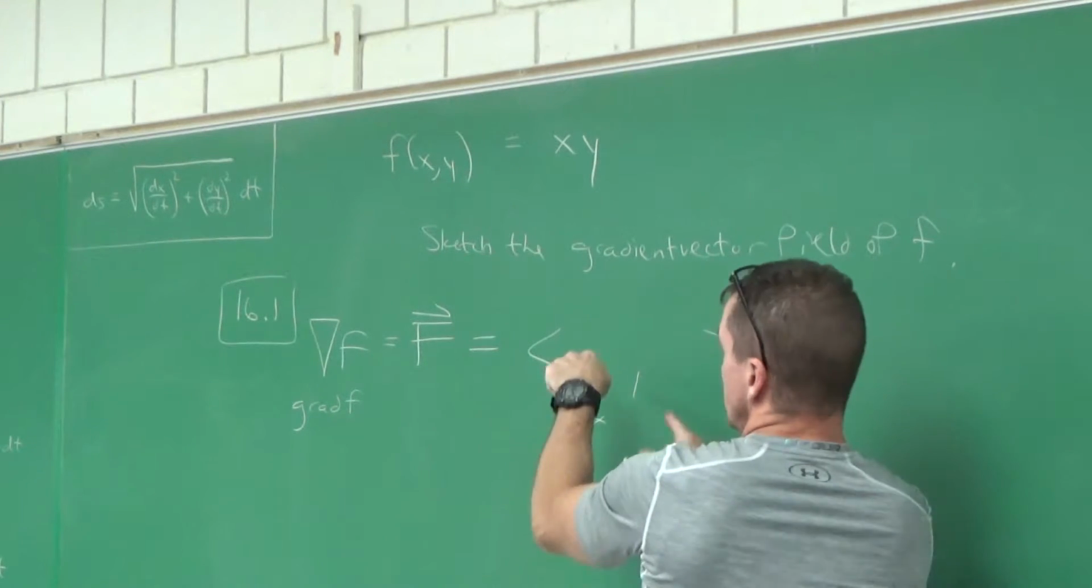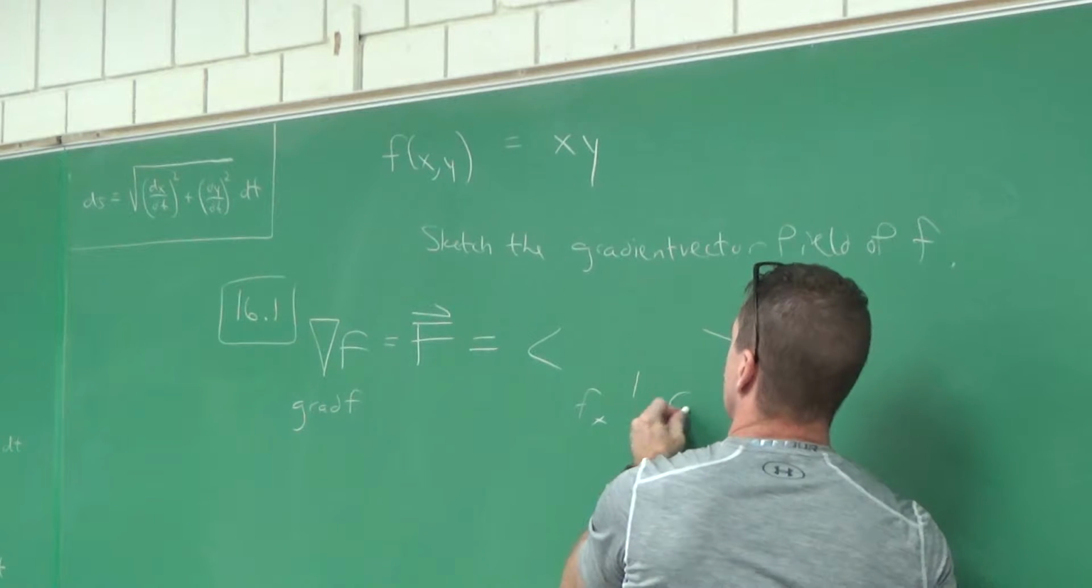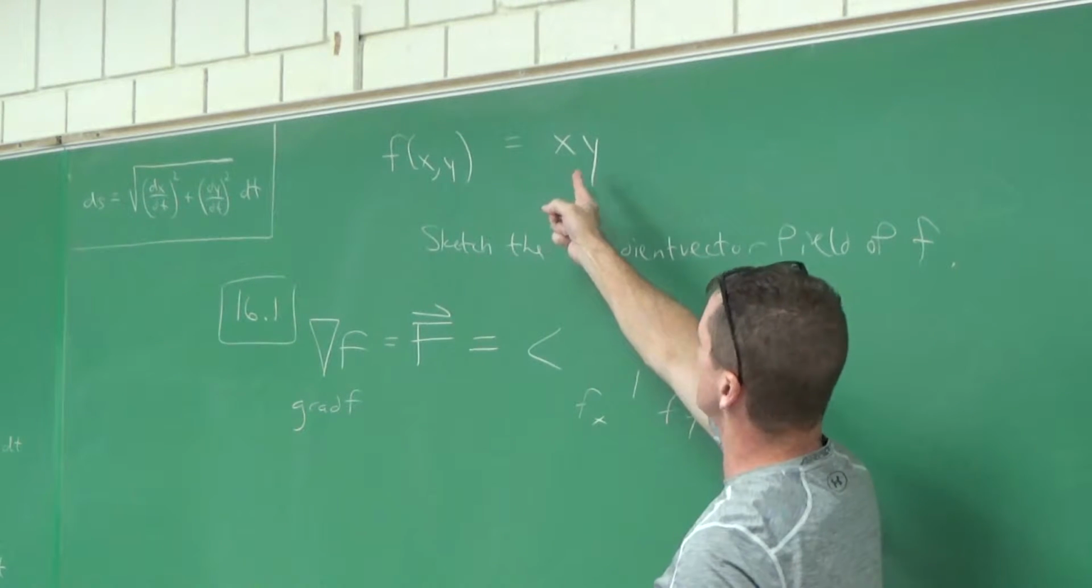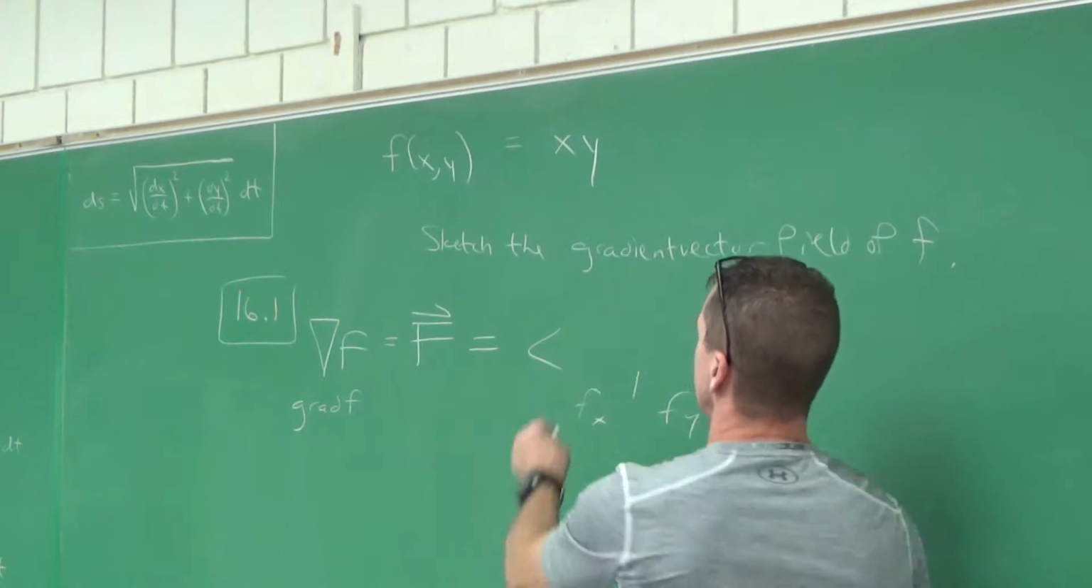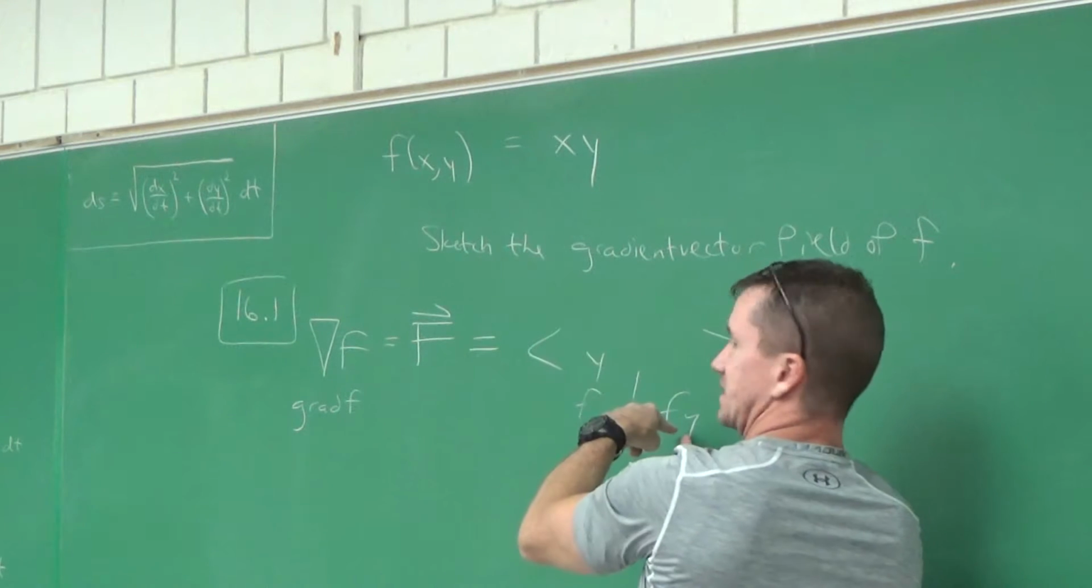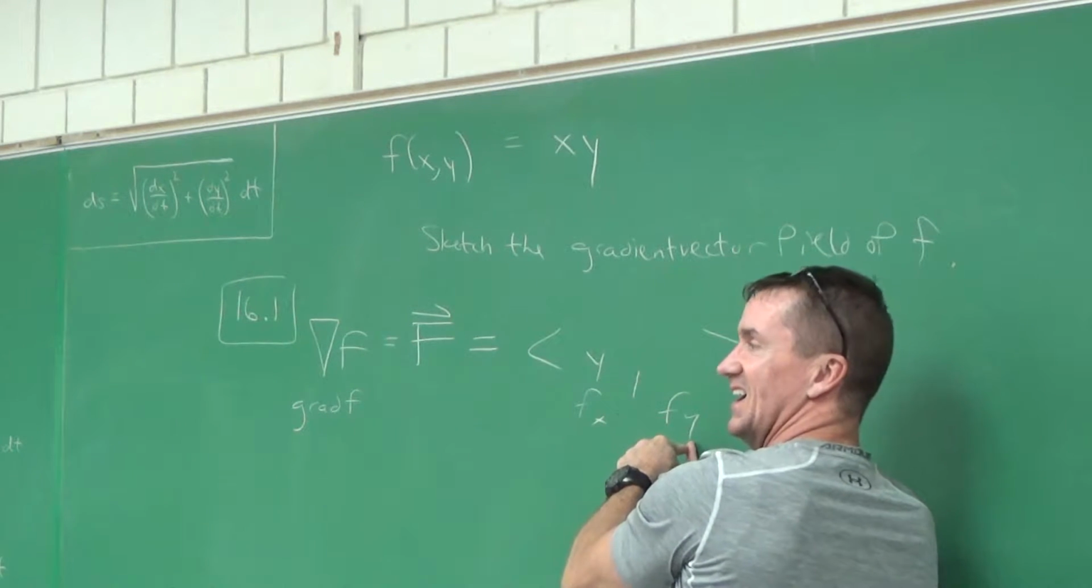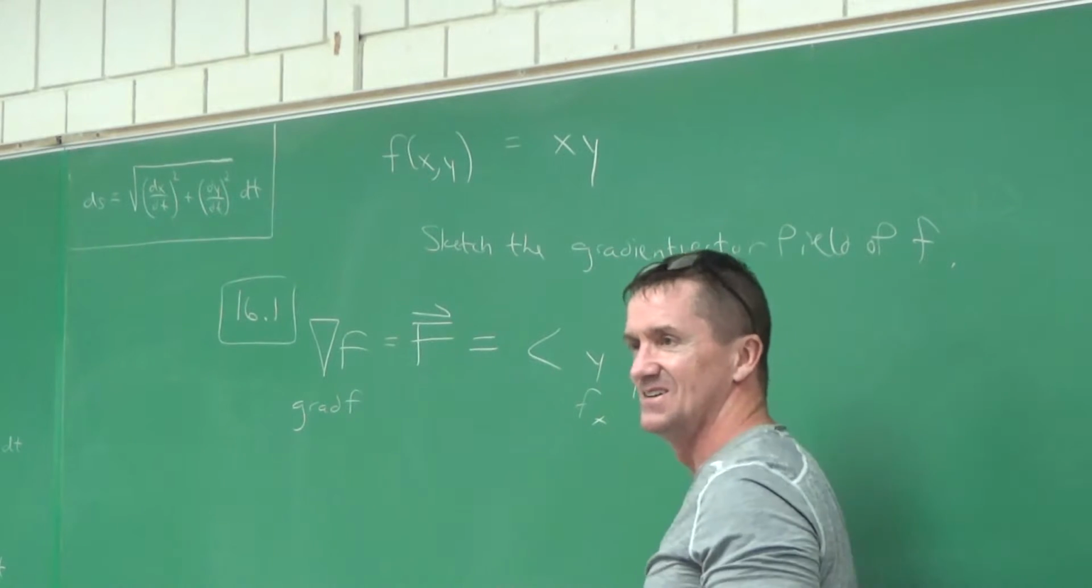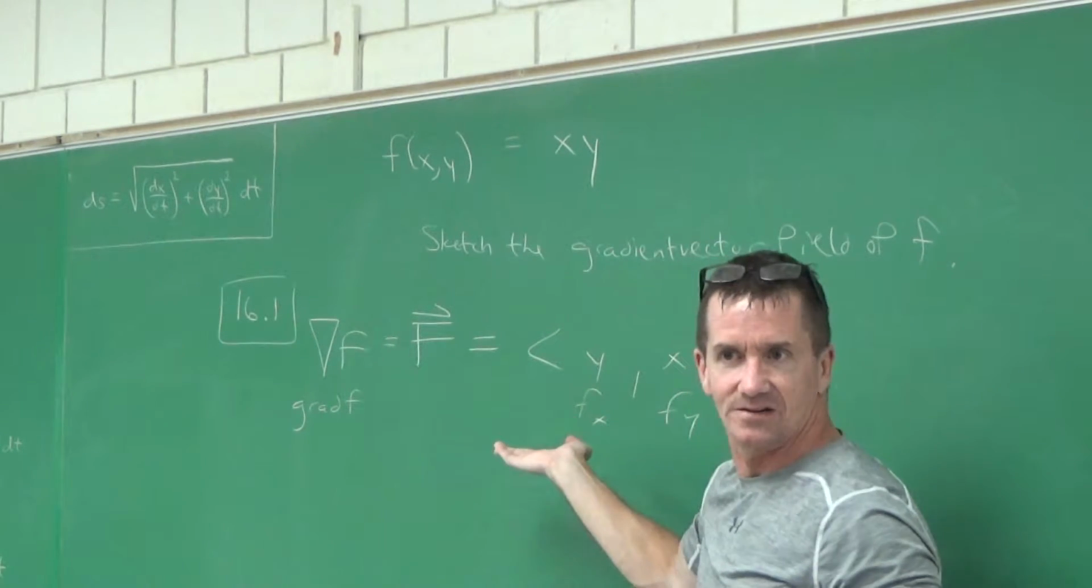But this is what they're talking about. They want you to sketch this. What's the partial derivative with respect to x? Y. What's the partial of that function with respect to y? X, right? And now you can start plotting the vector. And then you move from there.